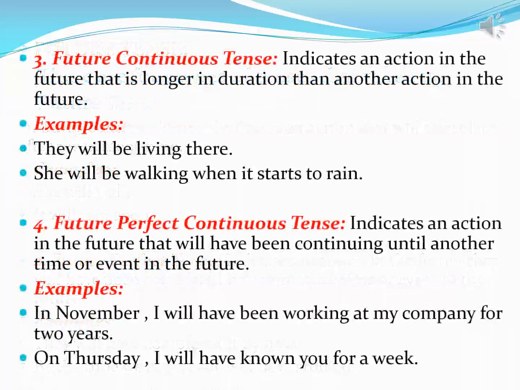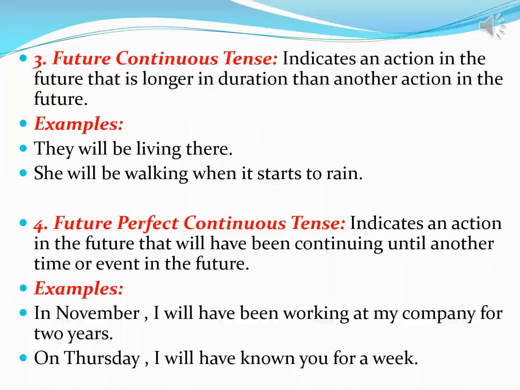Now what is future continuous tense? This indicates an action in the future that is longer in duration than another action in the future. For example, they will be living there, or she will be walking when it starts to rain.